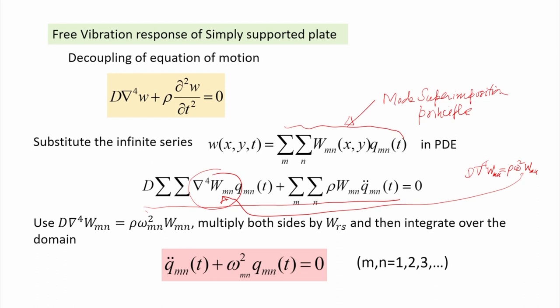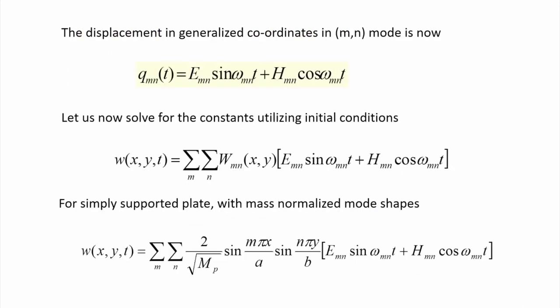So in that condition, you will get the discretized equation of free vibration in generalized time dependent coordinate q_mn, where m, n are the time dependent coordinates. It is given as q double dot mn as a function of time plus omega_mn square q_mn(t) equal to 0, where m, n are 1, 2, 3 and so on. The displacement in generalized coordinates in the mn mode is now q_mn equal to E_mn sin omega_mn t plus H_mn cos omega_mn t, where E_mn and H_mn are two constants. You should not confuse E with the Young's modulus, because here the subscript is added.